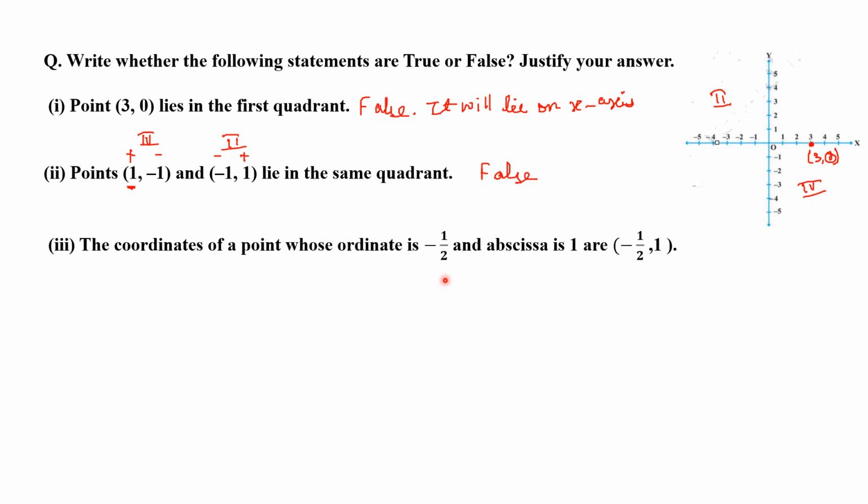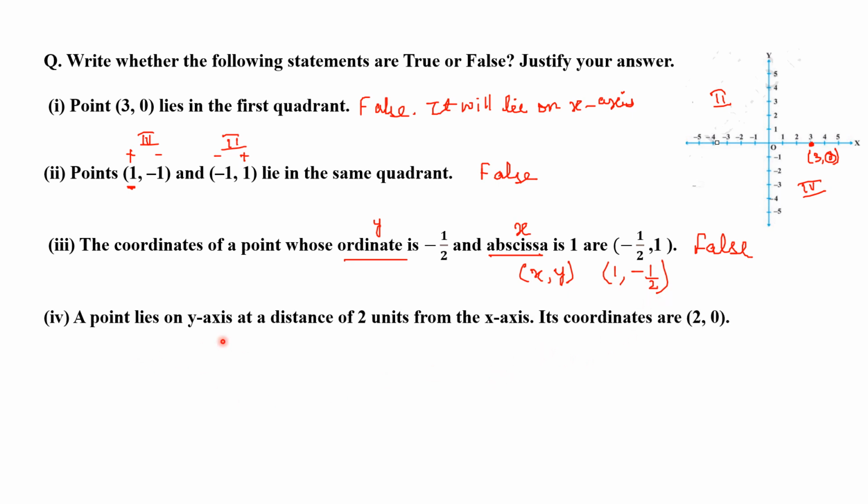Third one, the coordinates of a point whose ordinate is -1/2 and abscissa is 1 are (-1/2, 1). Now first of all, ordinate will give the y coordinate, abscissa will give the x coordinate. And whenever we give a coordinate of a point, it is written in the form of an ordered pair as (x, y). First x coordinate, then y coordinate. X coordinate is 1, y coordinate is -1/2. So this is the coordinate of the point. So again this is false. And justification you have to give, the coordinate of the point will be (1, -1/2).